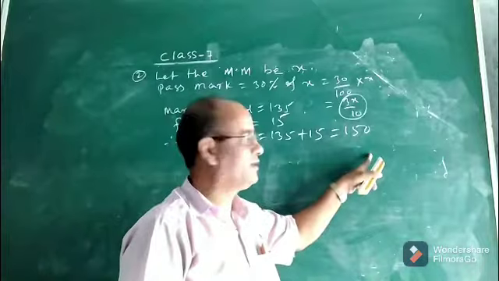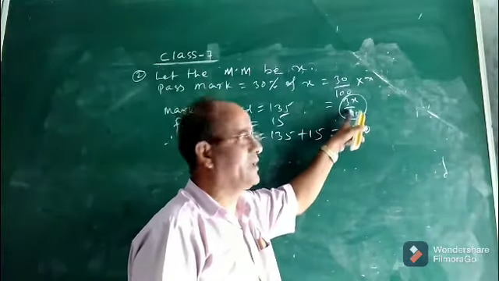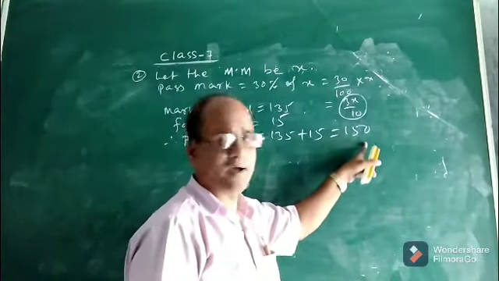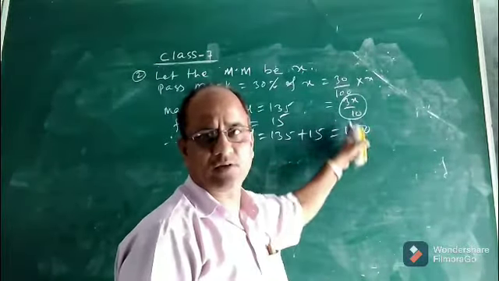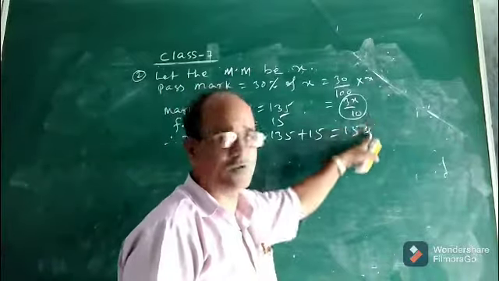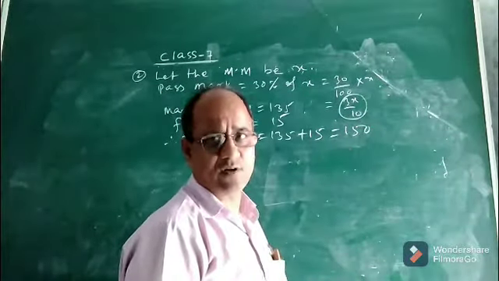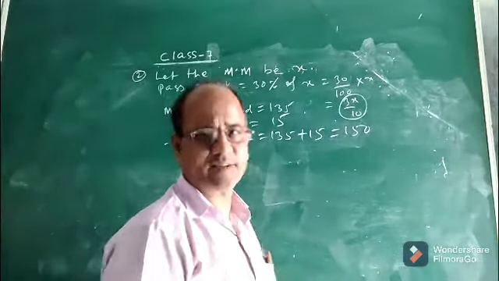And here we are getting, according to the question, 3x by 10. But the pass mark as per the given condition is 150. So this and this must be equal. Then only you will get a linear equation. If you solve, you will get the value of x, which is the maximum mark of the test.